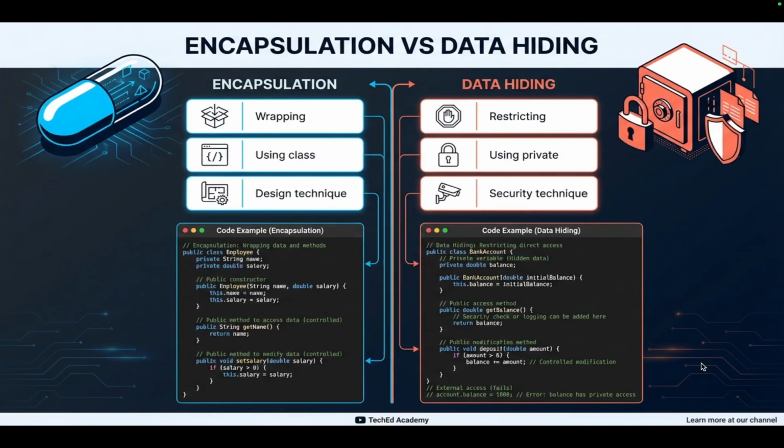Encapsulation versus data hiding. Many students confuse encapsulation and data hiding. Encapsulation is wrapping data plus methods into a class. Data hiding is restricting access using the private keyword. So encapsulation is a design technique, and data hiding is a security technique. Both work together.